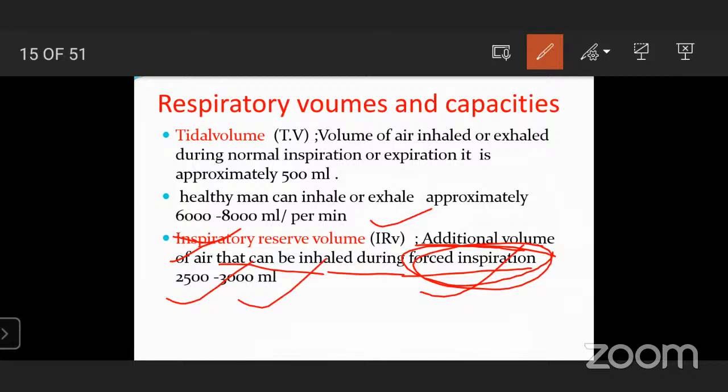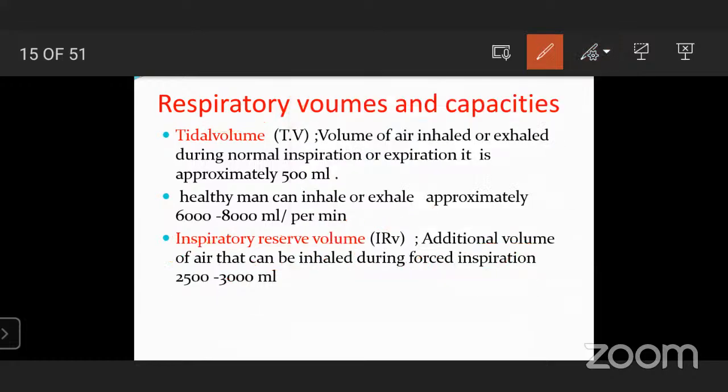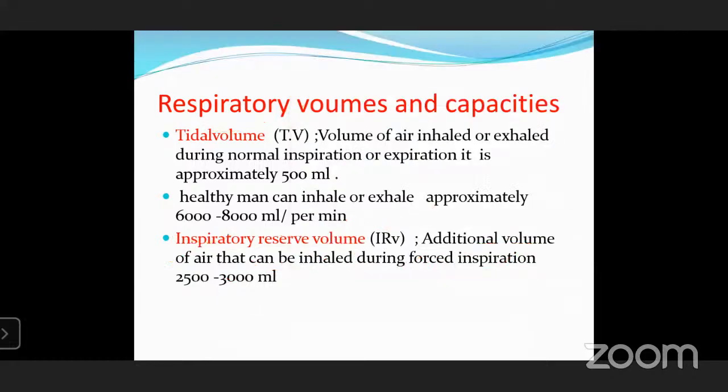So the volumes are very important. First one is the tidal volume and the second one is the inspiratory reserve volume. The volume of air inhaled or exhaled during normal inspiration or expiration is called the tidal volume. The additional volume of air that can be inhaled during forced inspiration is the IRV. So TV completed and next IRV completed.